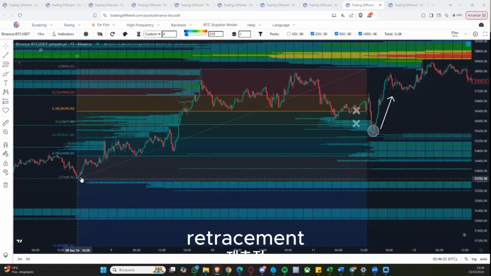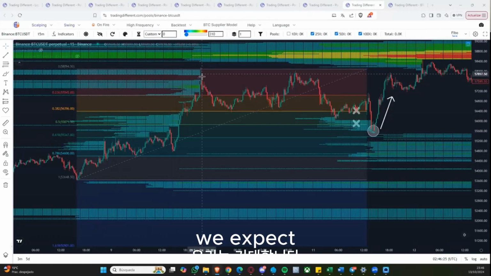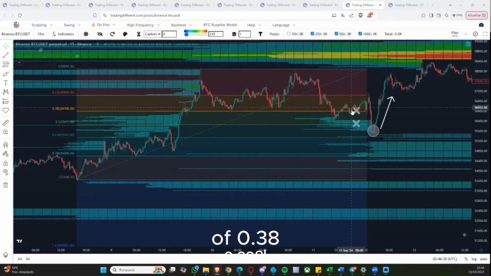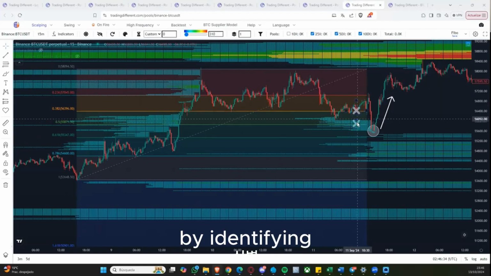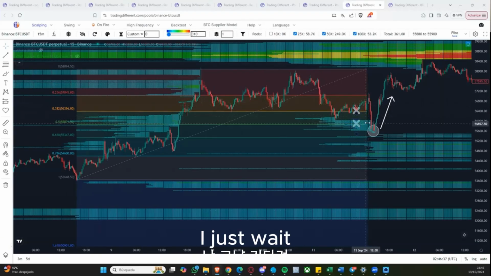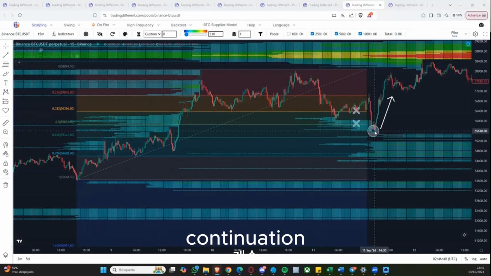In a Fibonacci retracement, after an uptrend, we expect a pullback. Normally we would wait for levels of 0.38 or 0.5, but I optimize my entry by identifying a liquidity pool. I just wait until the end of the pool to take action. We can look for an upward continuation.